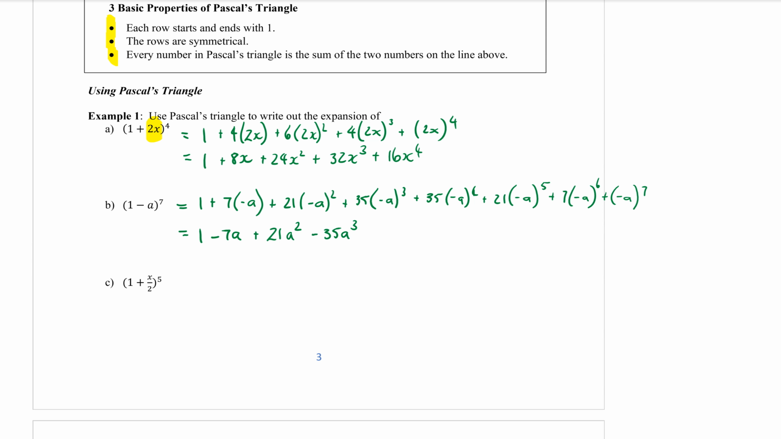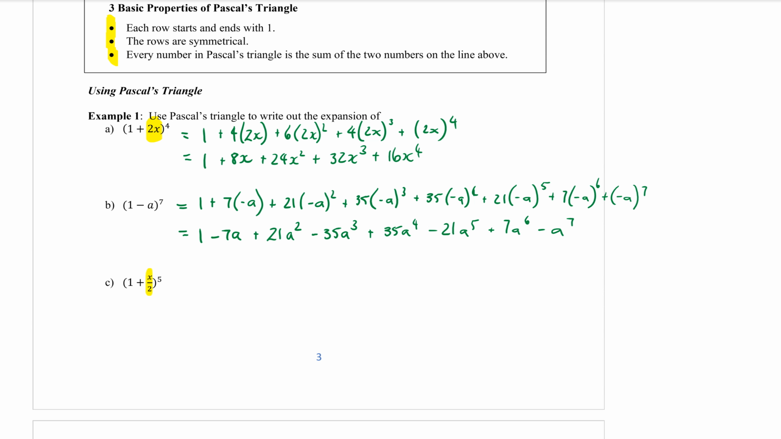And even power for the next one, so positive 35a to the power of 4. Next one's an odd power, so minus 21a to the 5. Even power, so plus 7a to the 6. And an odd power, so minus a to the power of 7. And that is it. One more of these to try, and this one has a fraction in it. So we're going to be using x over 2 for our increasing x's in the expansion.